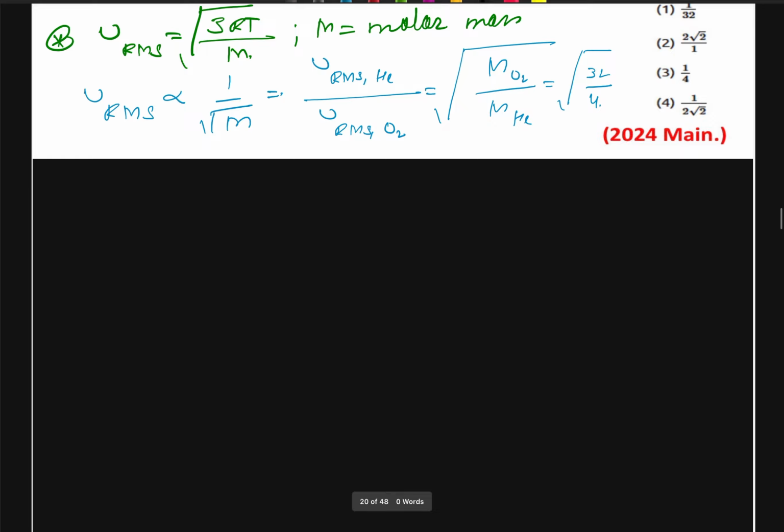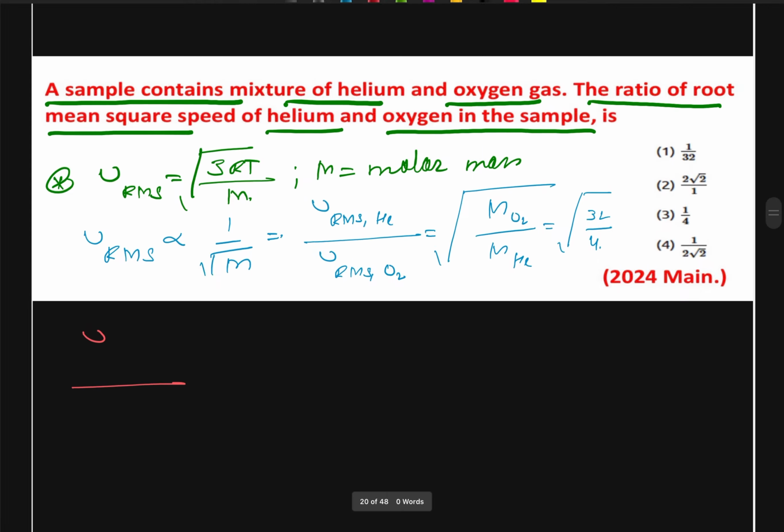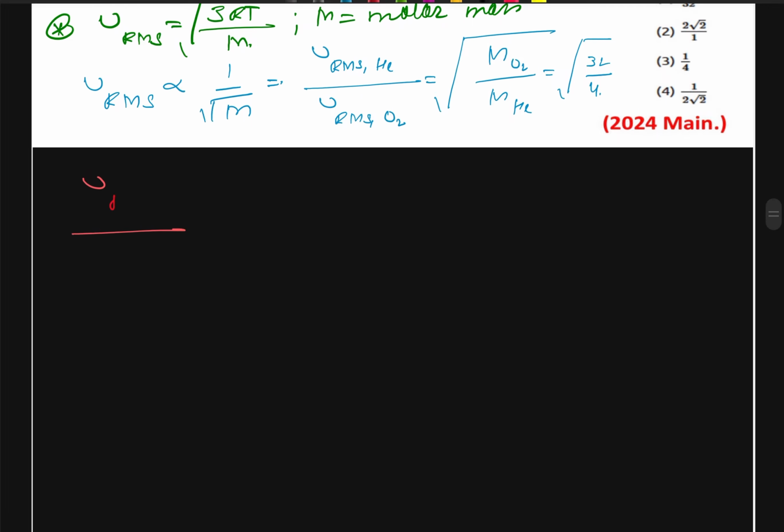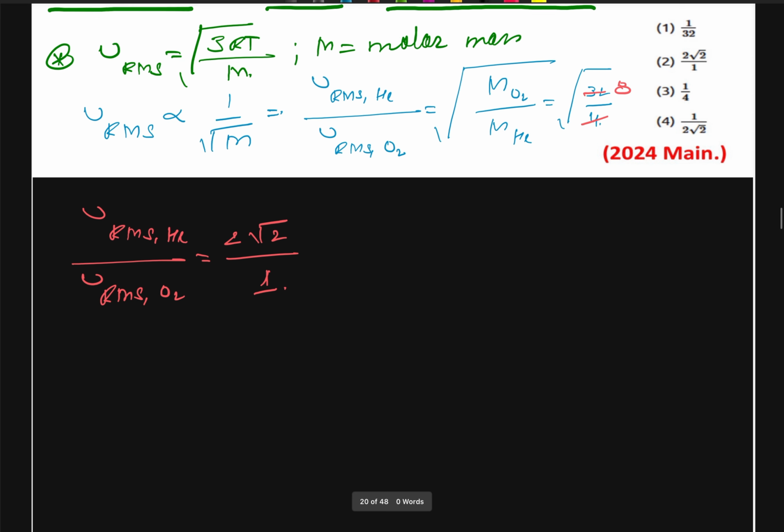Therefore, we get the ratio of V_RMS for helium and V_RMS for oxygen will be equal to square root of 8, and we can write this as 2 square root 2 to 1. So option 2 is correct.